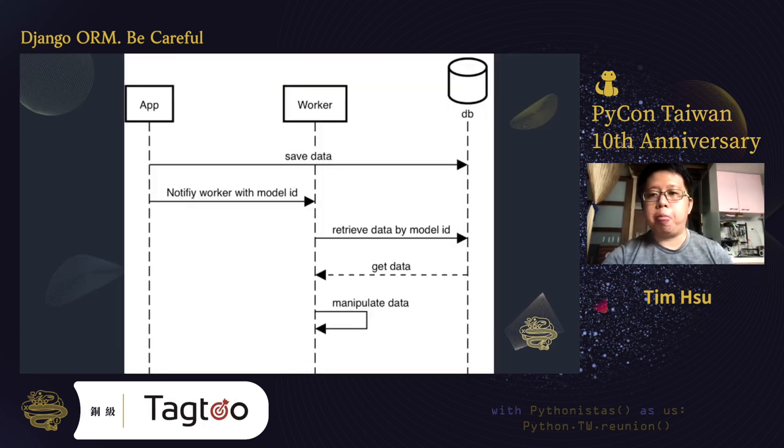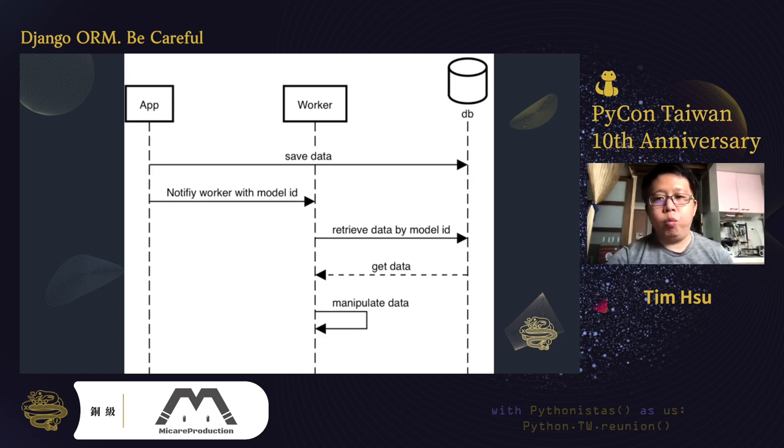Now let's see a simple design everyone can make. Let's see this sequence diagram. It shows an application saving data to a database first, and then notifying a worker to load and process it. Without a transaction, this flow is correct. But what if we consider a transaction?